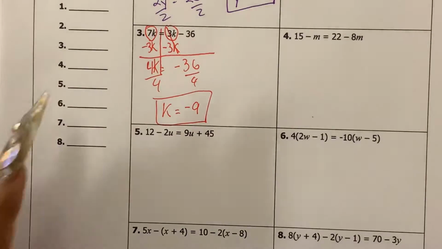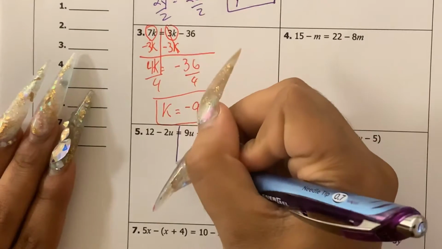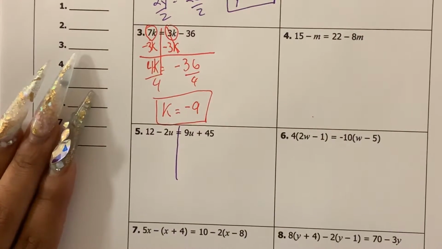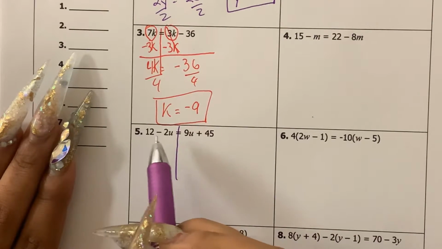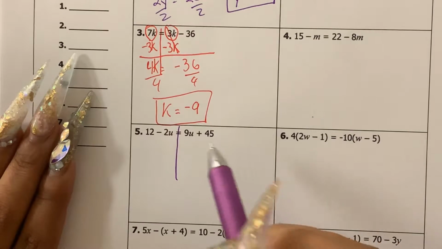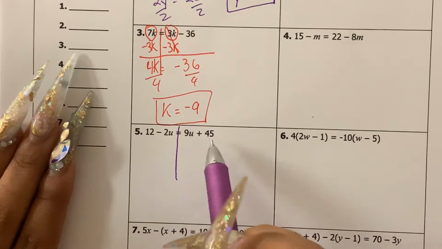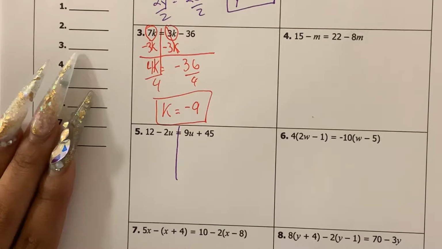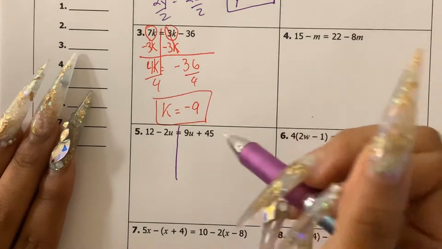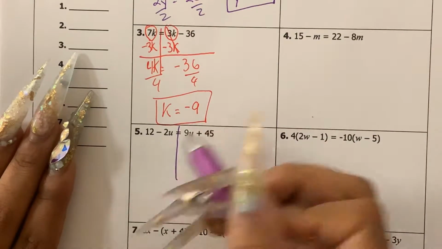Number 5. Again, no parentheses, so I don't need to distribute. Simplify each side. Look at the left side, 12 minus 2u, no like terms, nothing to combine. The right side, 9u plus 45, no like terms, there's nothing I can combine. Step 3, move the variables to one side and solve.